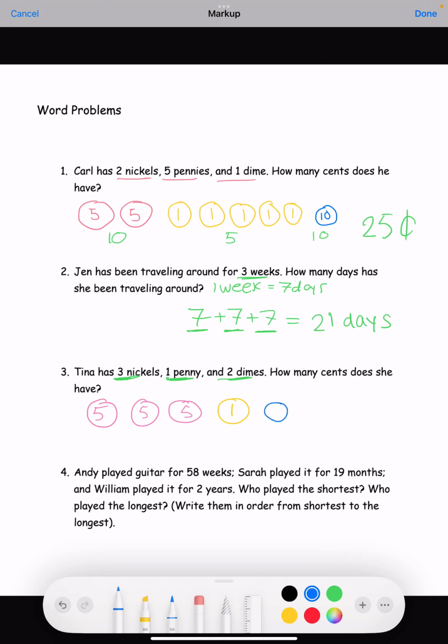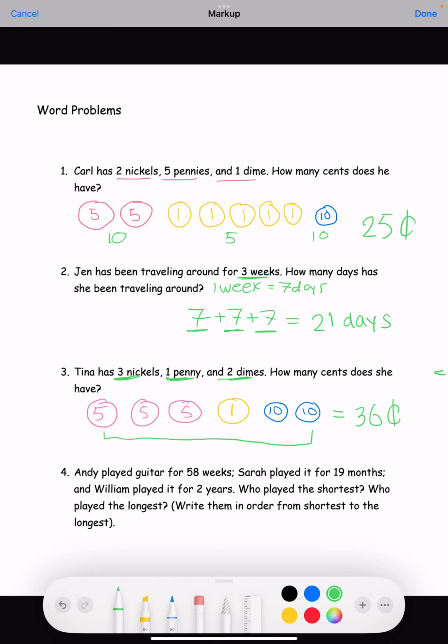And 2 dimes. And a dime is how many cents? 10. So 10 and 10. And now can you try and add all of those numbers up together? And the final answer should be 36 cents once you add all of these numbers together. Now let's try number 4.